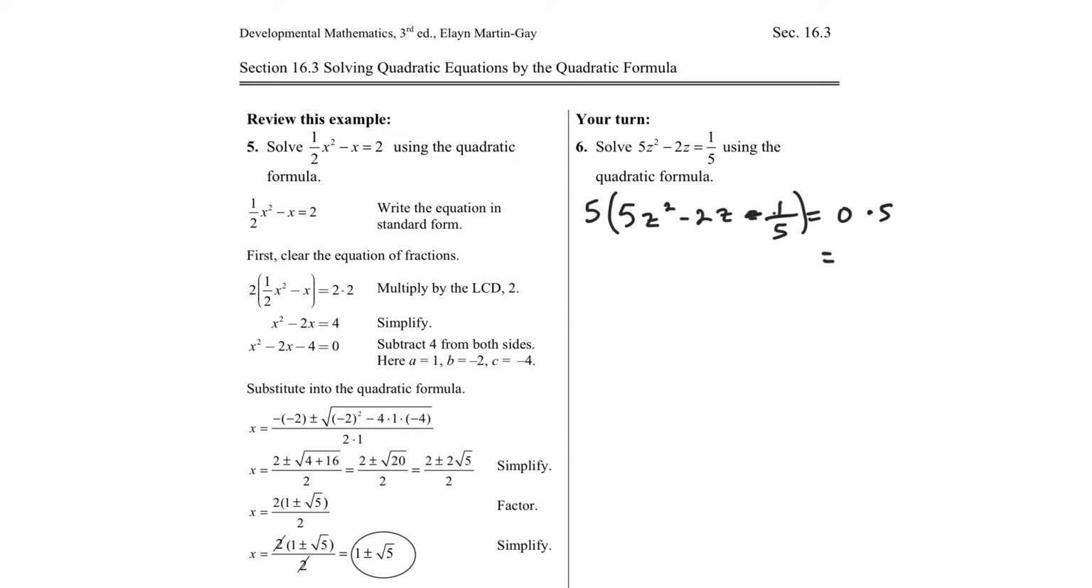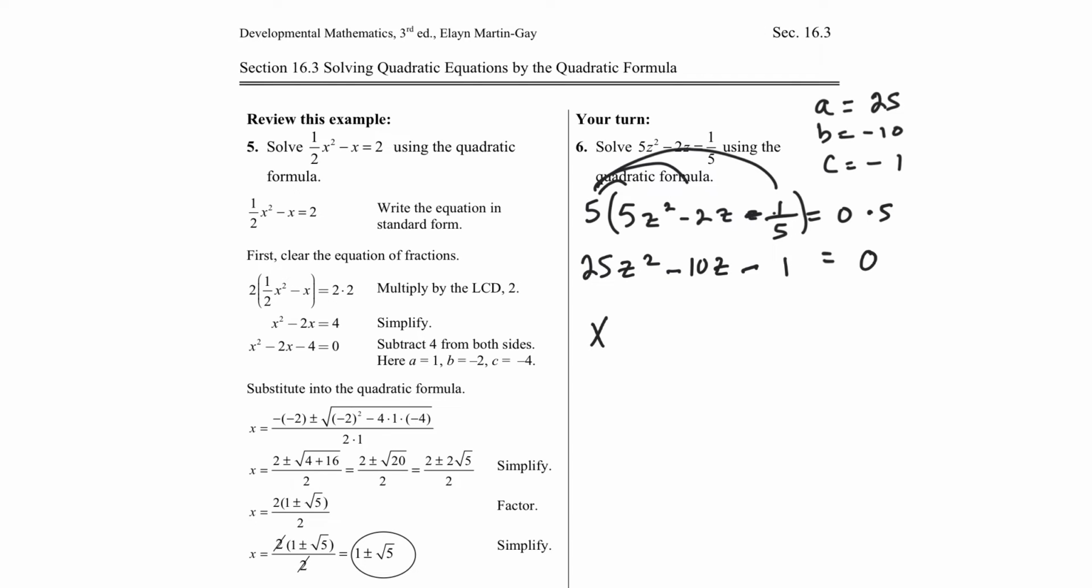So I'm going to go ahead and multiply 0 times 5, which gives you 0. And then here you apply the distributive property. So 5 times 5 is 25, z squared minus 10z minus 5 times 1 is 5 divided by 5 is 1 equals 0. The next step is to identify your a, b, and c values. So a is 25, b is negative 10, and then c is equal to negative 1.